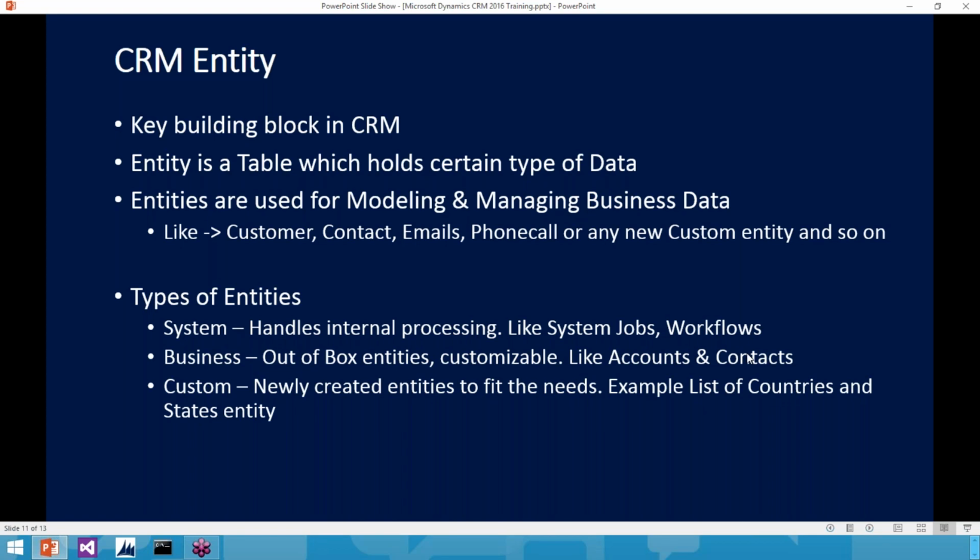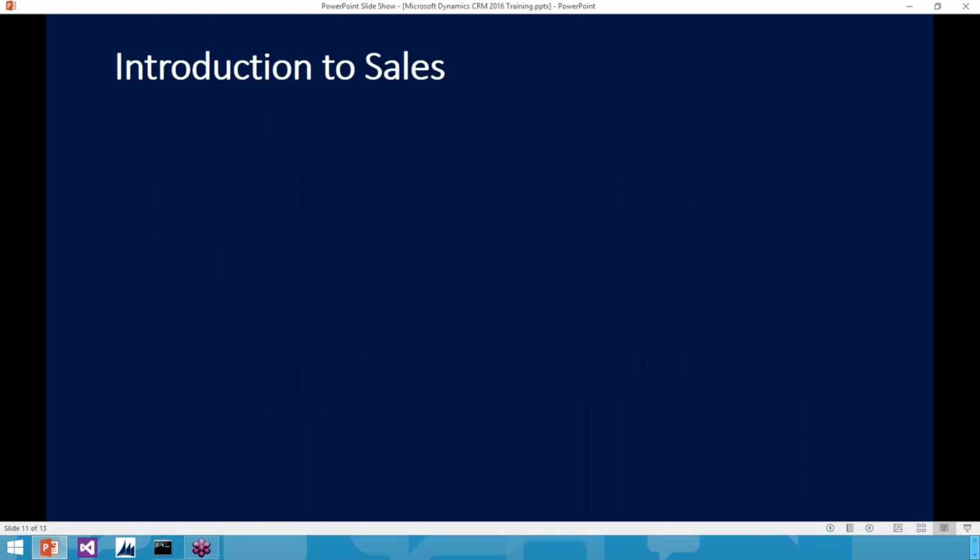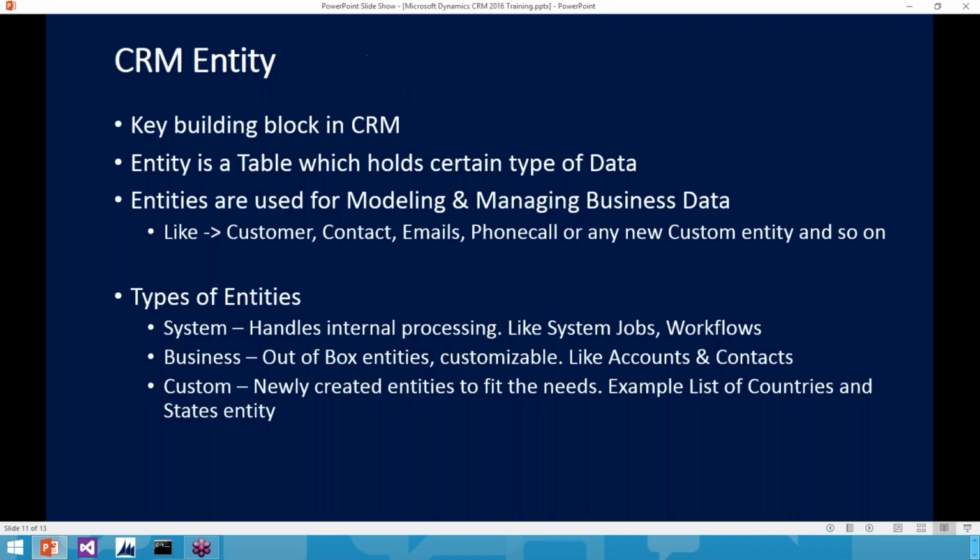If you want additional information like SSN or Facebook ID or Twitter ID or LinkedIn ID, then you would have to create those fields. So these business entities are customizable. So those are the three types of entities.